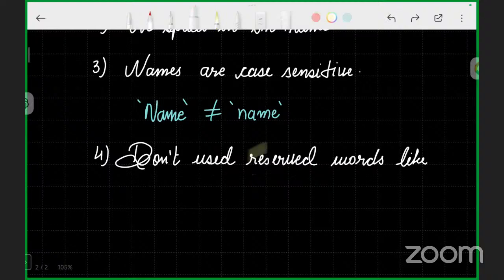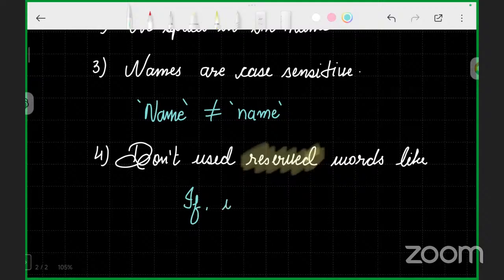Like you might have heard of if, while. These are some of the reserved keywords inside the Python programming language, all right? We will use for, while, and if in our upcoming classes. So we cannot use these as a variable.